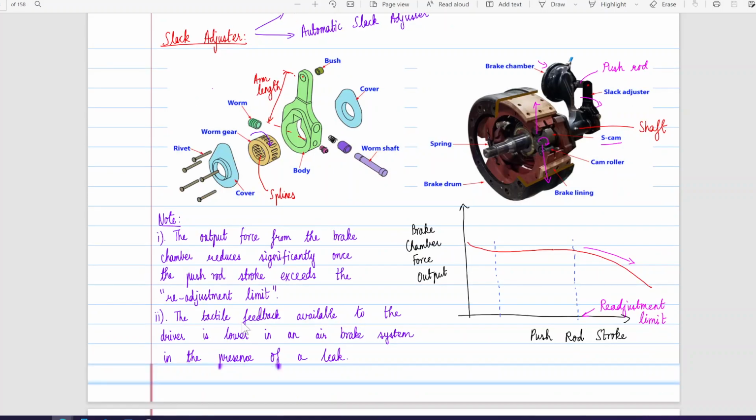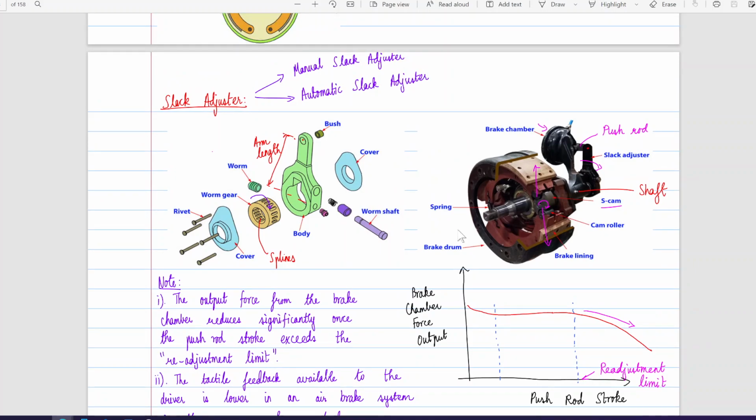So the tactile feedback available to the driver is lower in an air brake system in the presence of a leak, of course. Because if things start leaking, then the driver will find it easier to press and will not be able to gauge from the feel of the pedal. So slack adjusters are of two types, manual and automatic. There are self-adjusting slack adjusters, which, as the brakes are applied repeatedly, readjust minutely so that this readjustment limit is not reached.